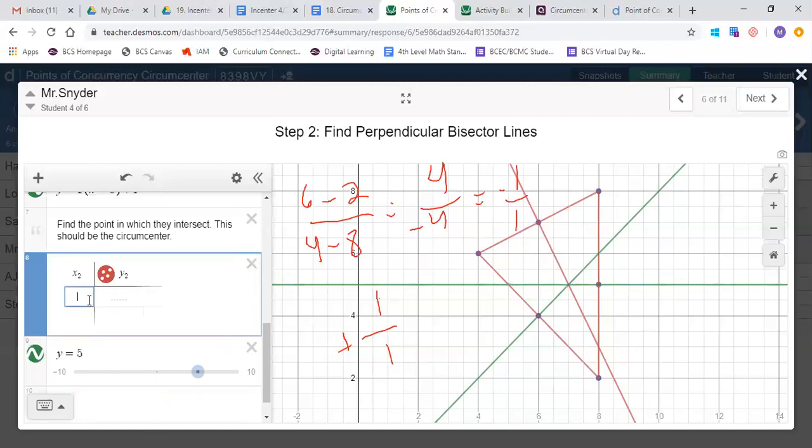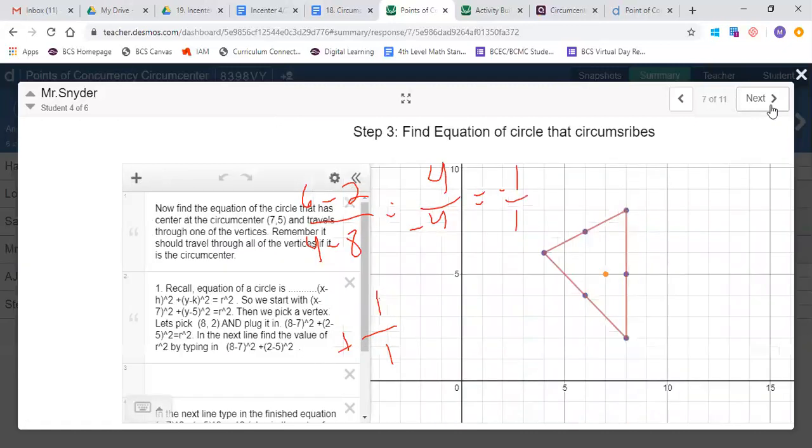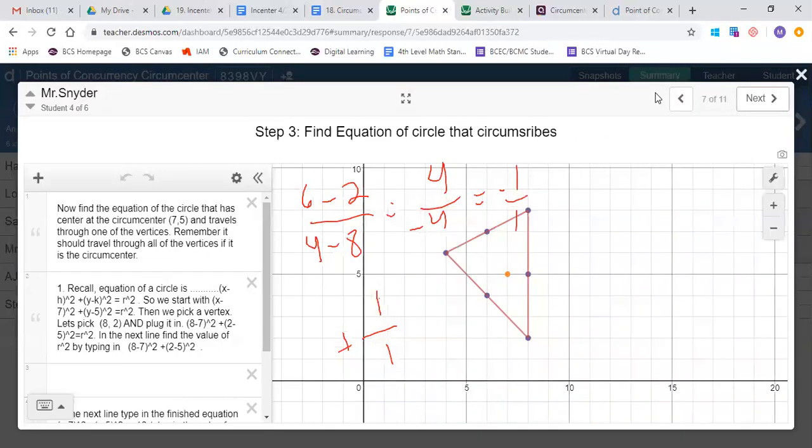And all I did was ask you to find the point in which they intersect. This should be the circumcenter. So (7, 5). Okay, and you can see it shows up right there. So we found the midpoints, we found the lines that go through the middle. Okay, now the next step that I have you do is create the equation of the circumcircle. And that is on slide number 7.